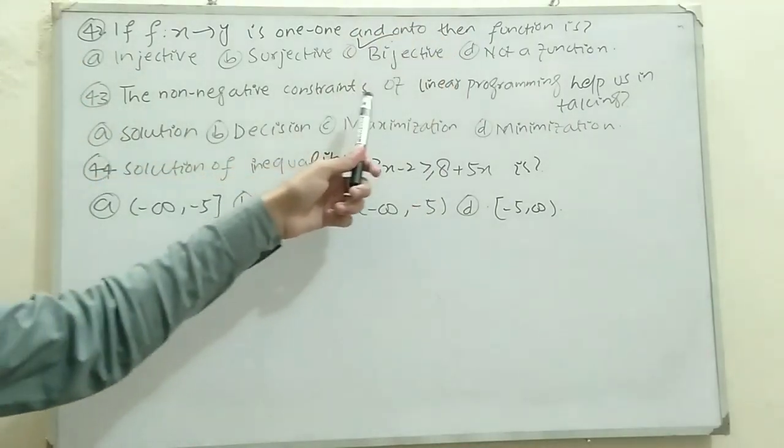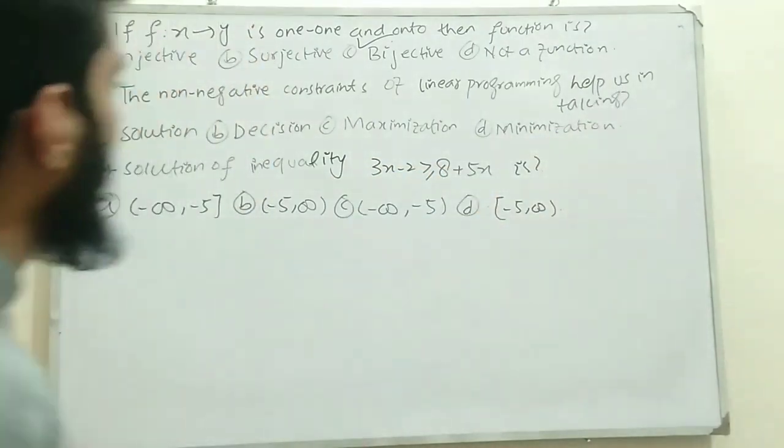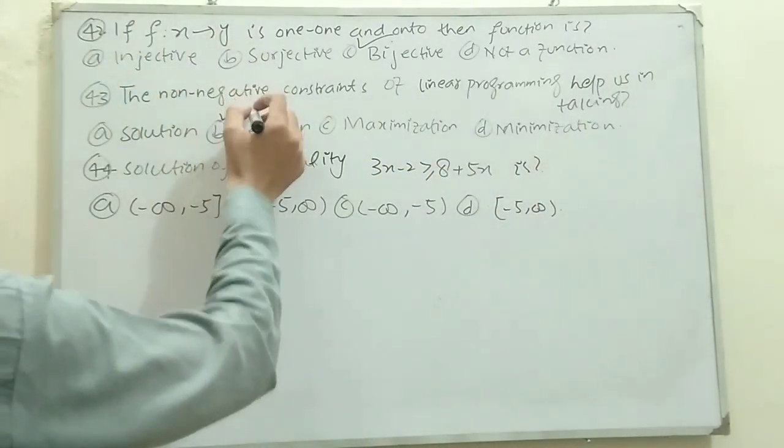Move toward MCQ number 43. The non-negative constraints of a linear programming help us in decision making. Option number B is the correct option. It helps in decision.